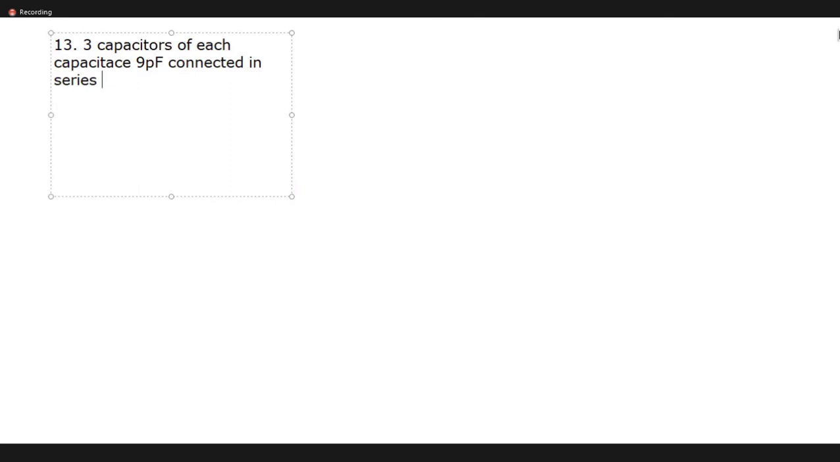Next question. Three capacitors, each of capacitance 9 pF, are connected in series. What is the total capacitance of the combination?